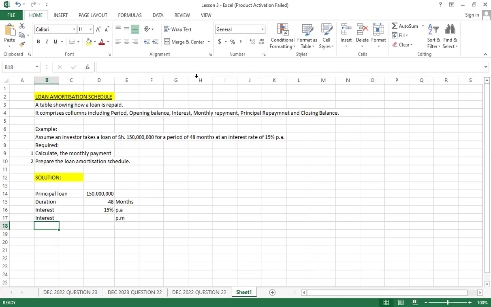We divide it by 12. Yeah, so we take this one for the whole year. This 15, divide it by what? 12. A year has 12 months.